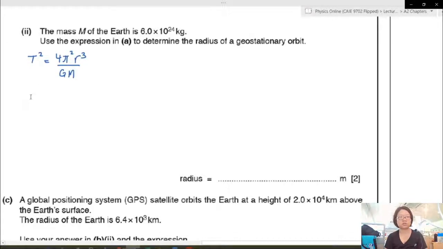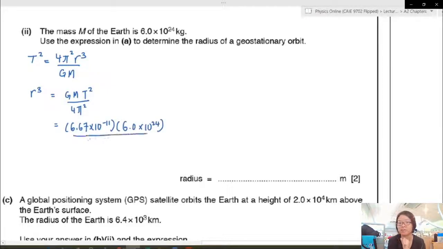Oftentimes, students forget to convert the units. Whenever you have a gravitational constant or any kind of physical constant in your equation, you must convert to SI, because the gravitational constant, 6.67 times 10 to the power negative 11, is the VVIP. So we're going to sub that in. That's why the period has to be multiplied by 3600, converting 24 hours to seconds. And after that, I can press my calculator just by putting values in.